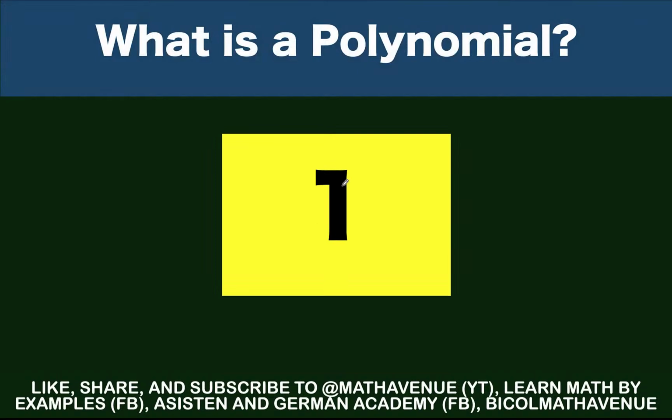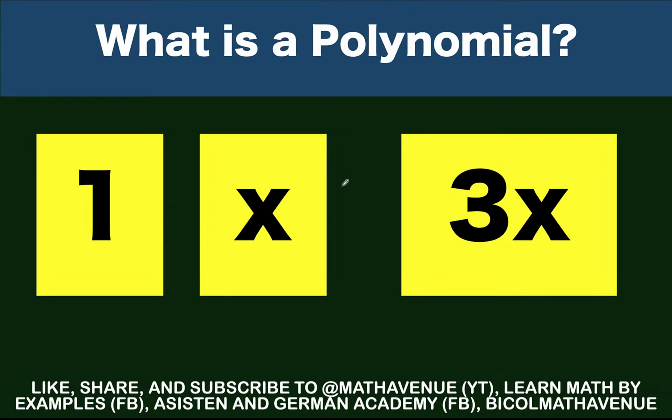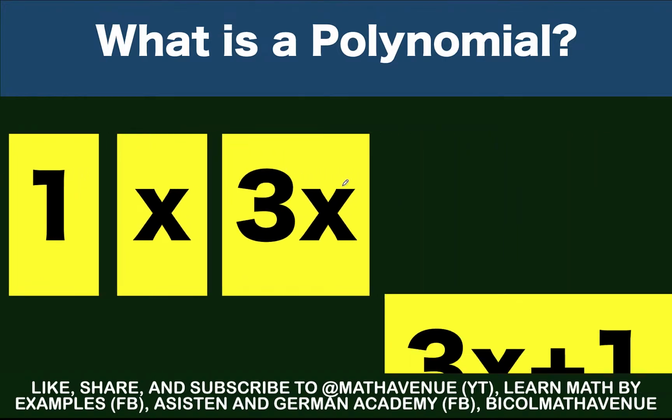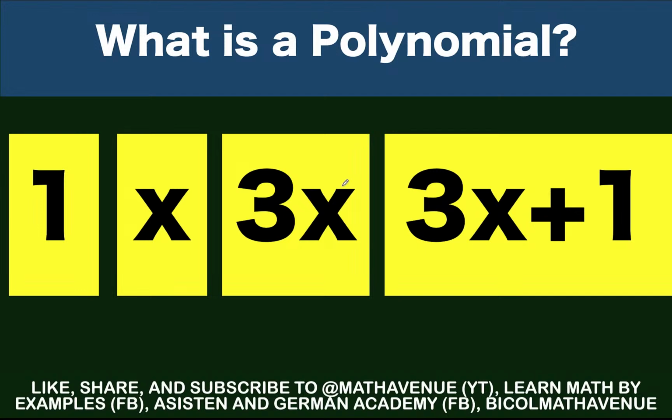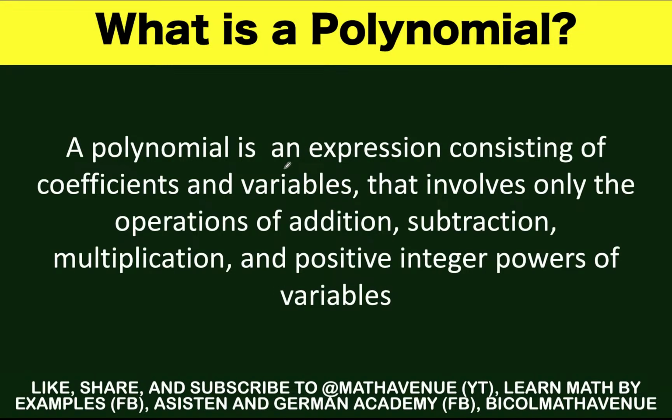So what is a polynomial? Let's begin by looking at some examples. The constant 1 is a polynomial. The variable x is also a polynomial. 3x is also considered a polynomial, and a combination, 3x plus 1, is also considered a polynomial. So, what is a polynomial? A polynomial is an expression consisting of coefficients and variables that involves only the operations of addition, subtraction, multiplication, and positive integer powers of variables.